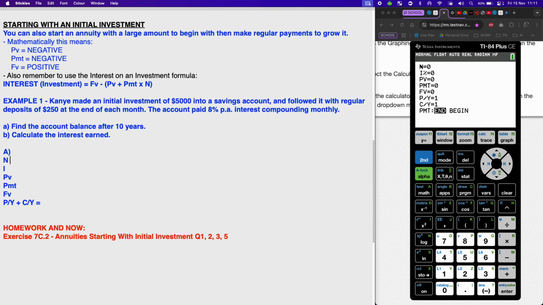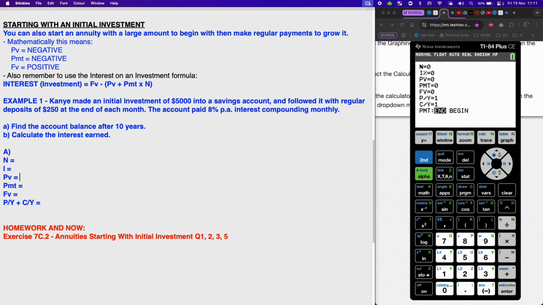So that's your working out. You have the variables ready to go, and you're just working out what you're putting in the calculator, yeah? Kanye made an initial investment of $5,000. Which of these variables here is the initial amount? N? I? PV. Good.